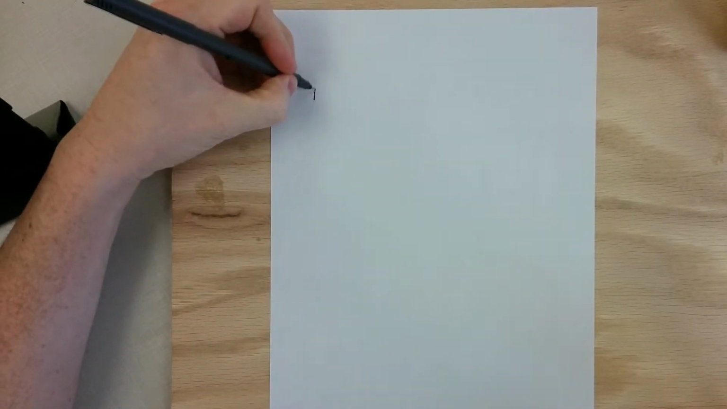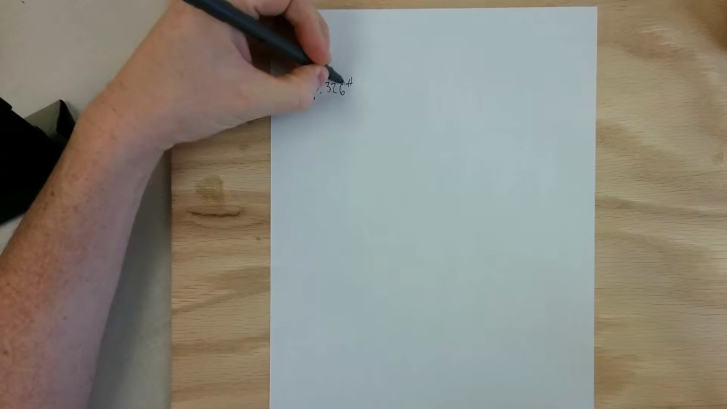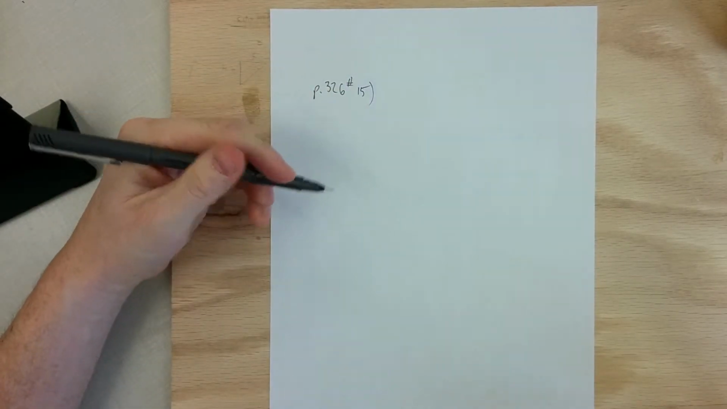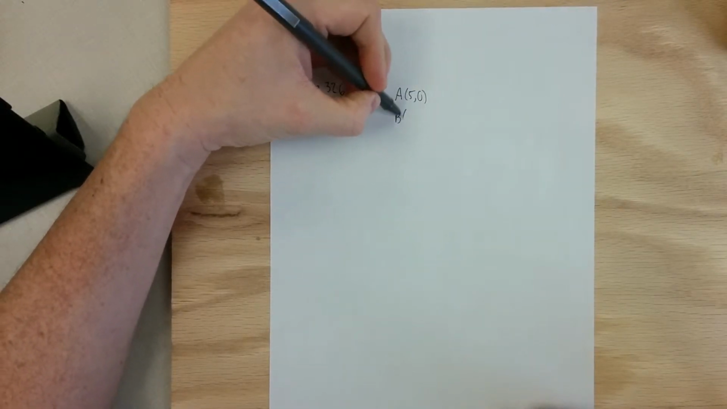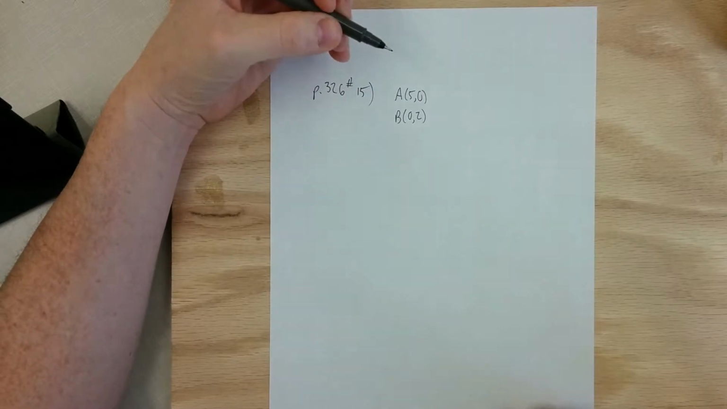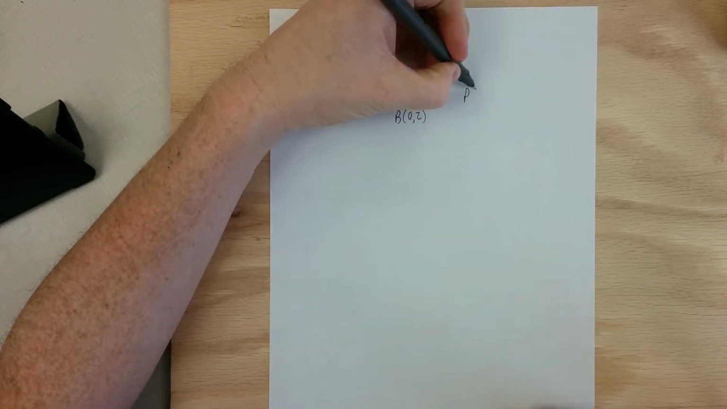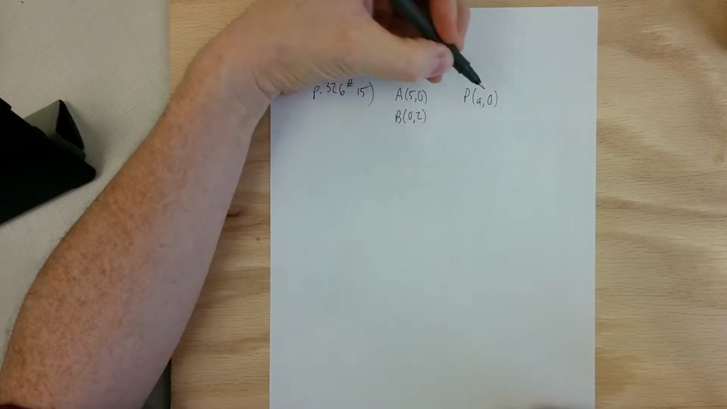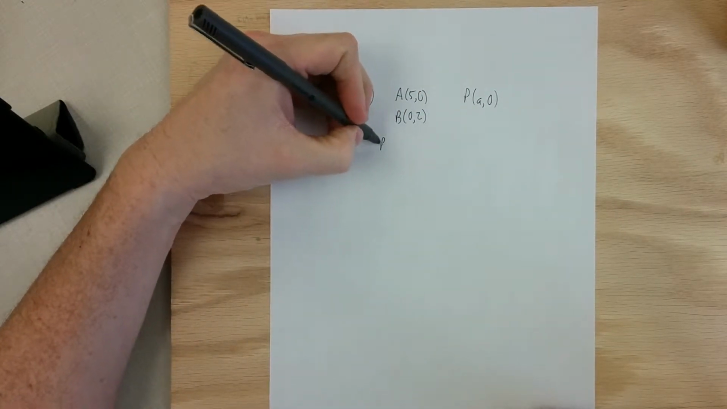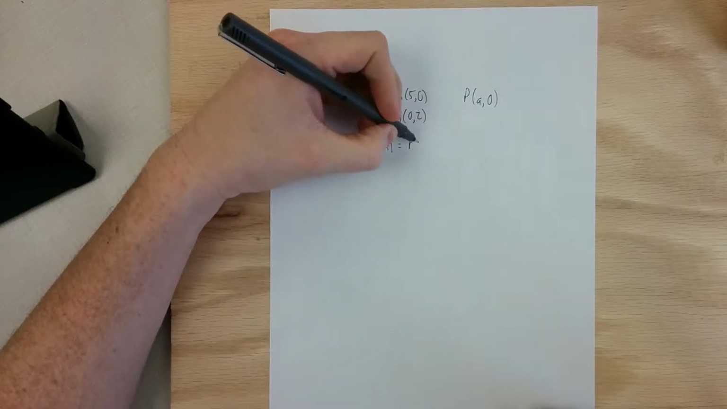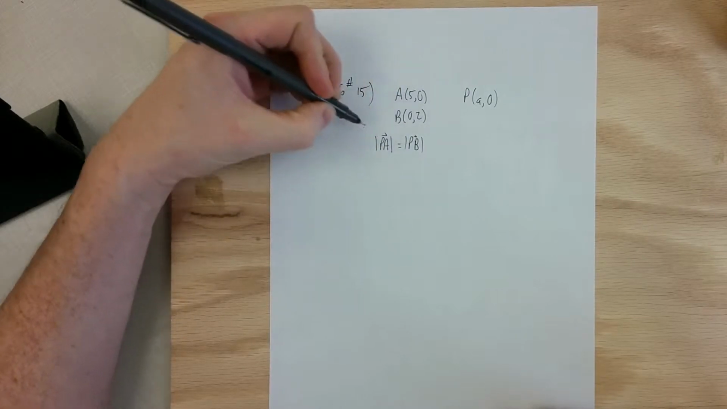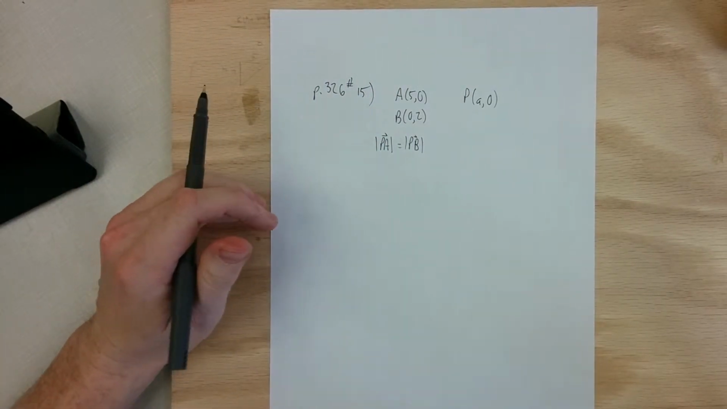Okay, so this one is page 326, number 15. And it reads, if A is the point (5, 0), and B is the point (0, 2), find the coordinates of P on the x-axis such that PA, or the length from PA, is equal to the length from PB. So as these are actually vectors here, the magnitude of vector PA equals the magnitude of vector PB.